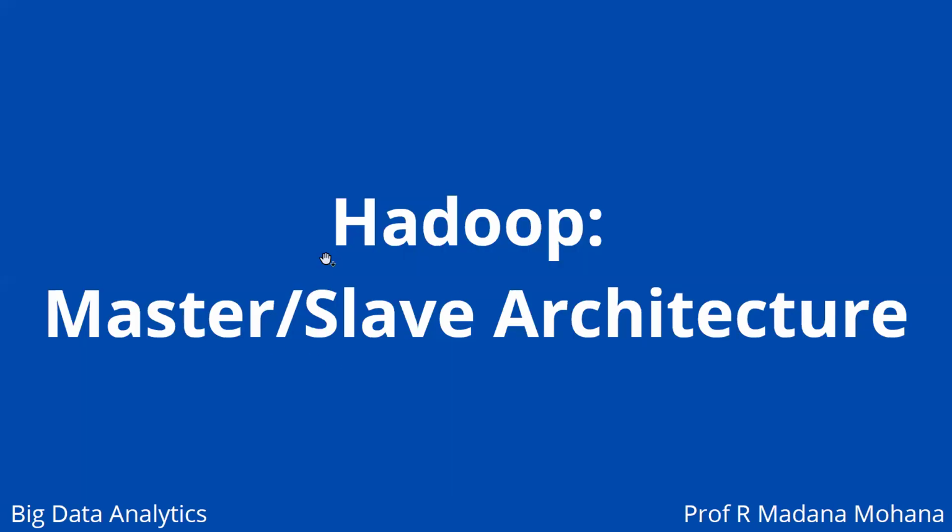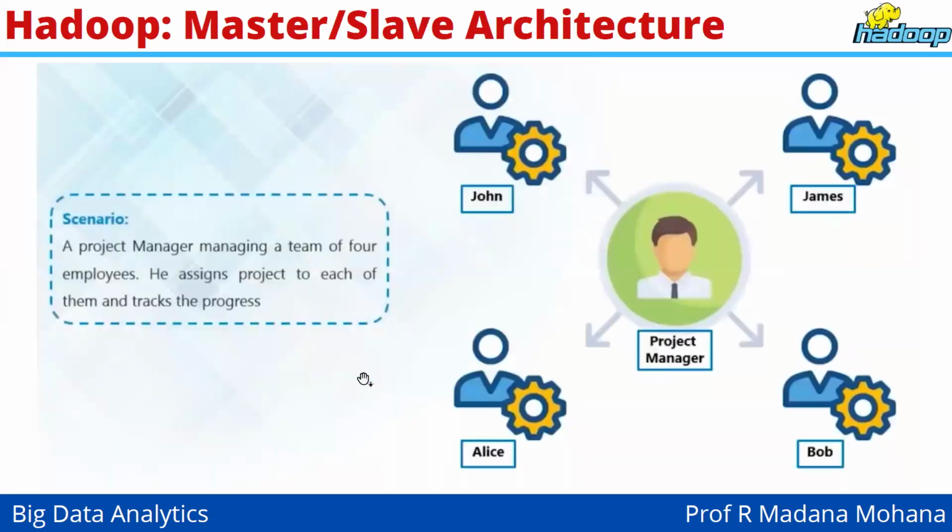Then coming to Hadoop master-slave architecture. Let us begin with one example, one scenario. Here, a project manager is managing a team of 4 employees. He assigns a project to each of them and tracks the progress. Visually, you can see the project manager located at the center, then the 4 employees. For illustration, let us say John, James, Alice, Bob. So these 4 team members have been assigned a project by the project manager.